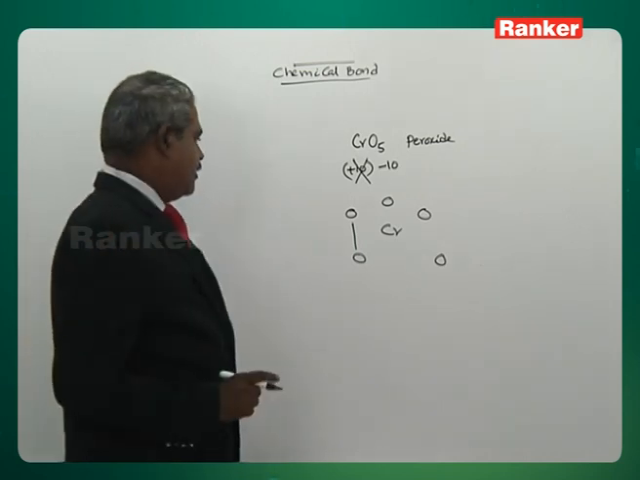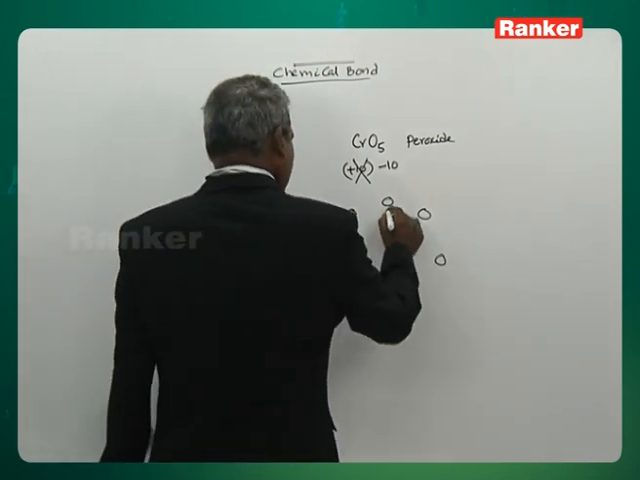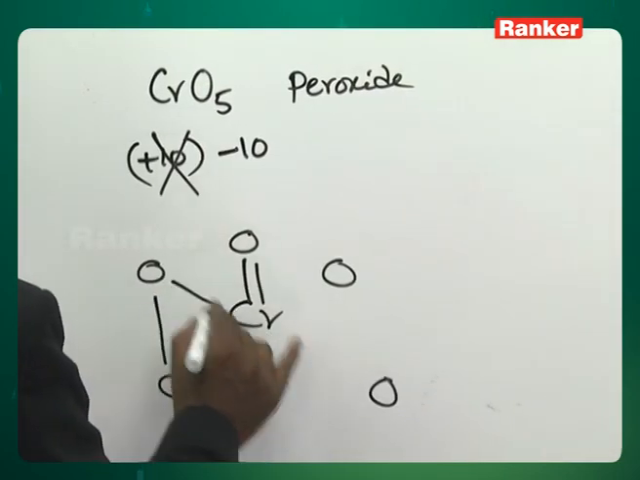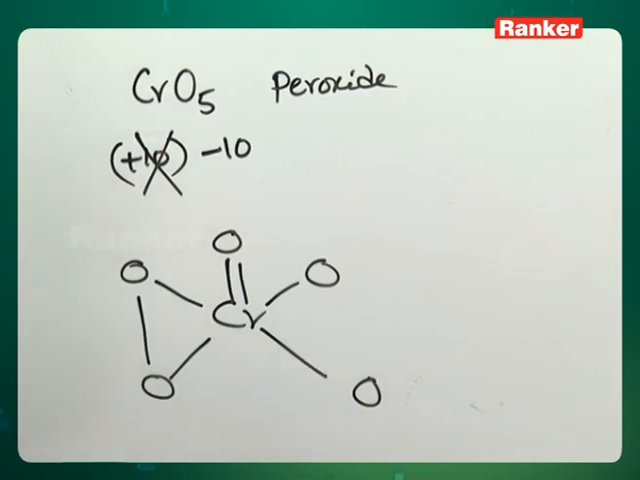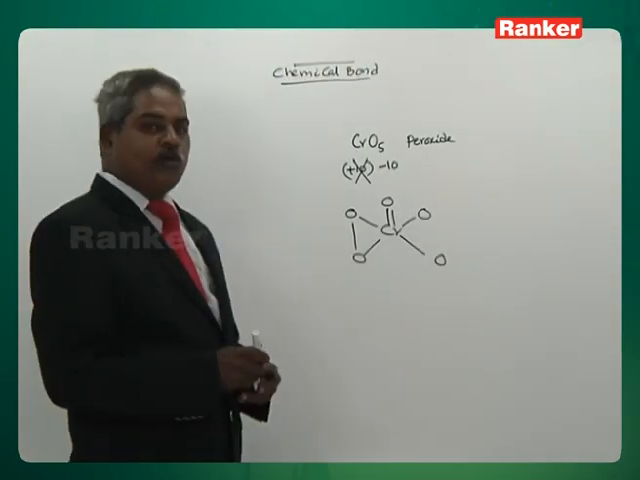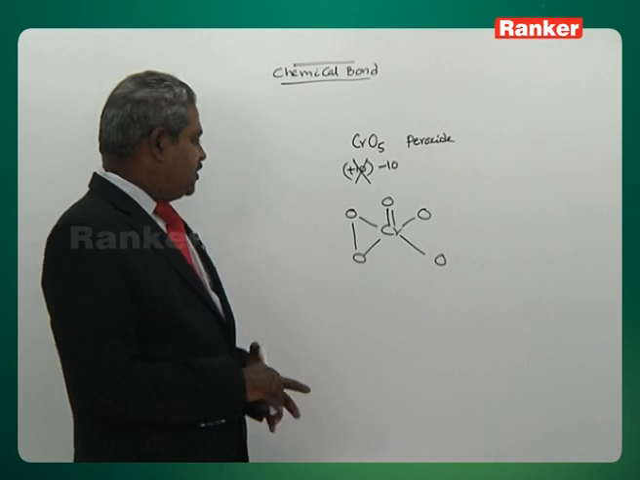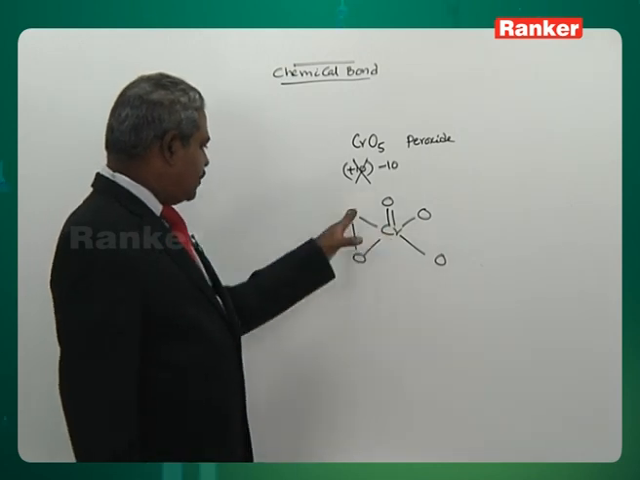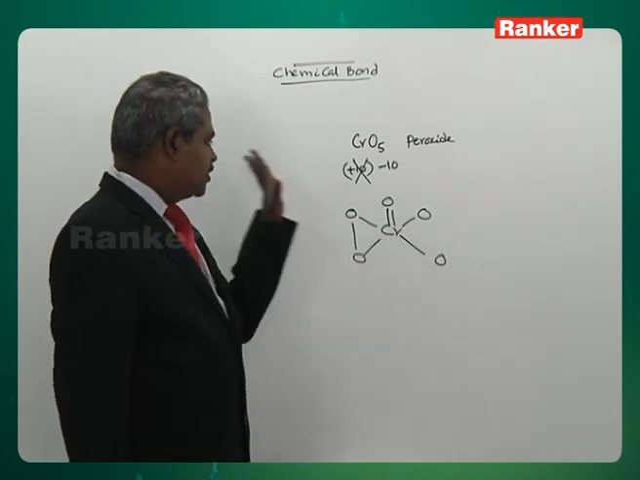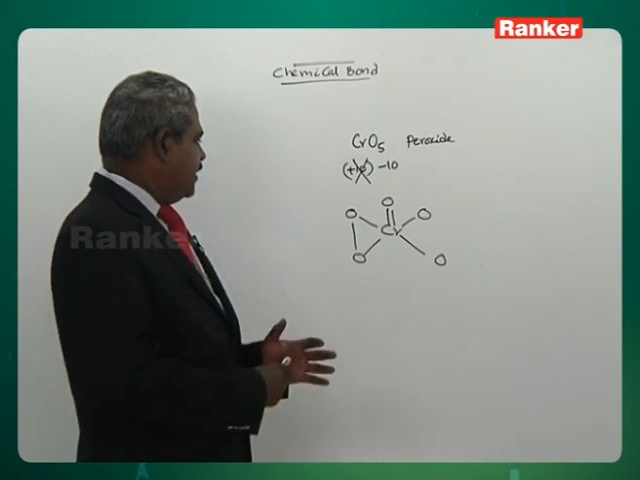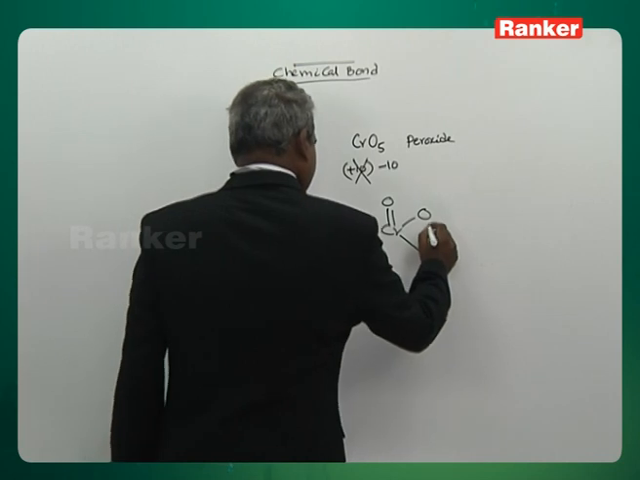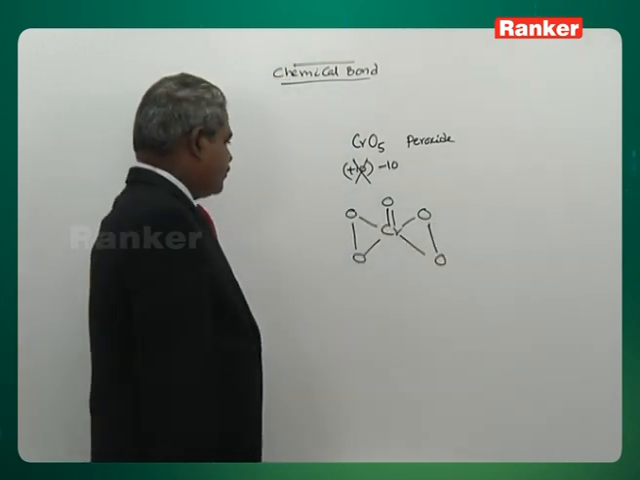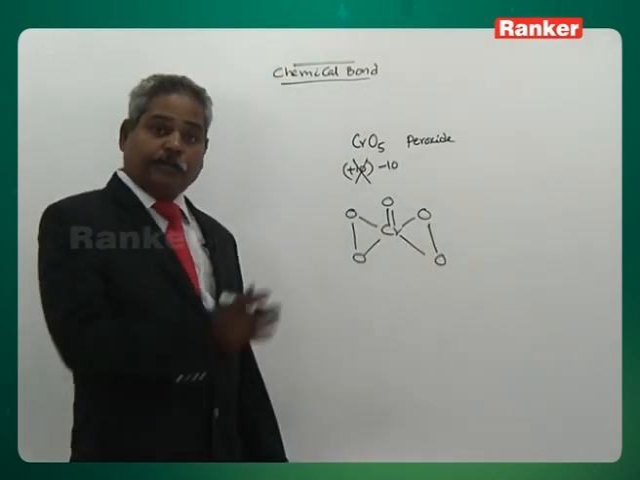Oxygen-oxygen single bond. Now, oxygen forms 2 bonds. Oxygen forms 1 bond, 1 bond, 1 bond, 1 bond. And chromium cannot play any more matches. Chromium has 6 electrons only and it is forming all 6 bonds. So, what else is needed? These 2 oxygens need 1 more bond. So, they take a bond between them. What have we got? We have got a butterfly structure.